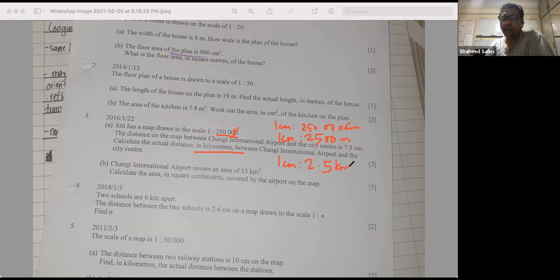Now they ask you, this is 7.5 cm. How many km is this? You do your magic now. You know what to do, right? Yeah. 2.5.